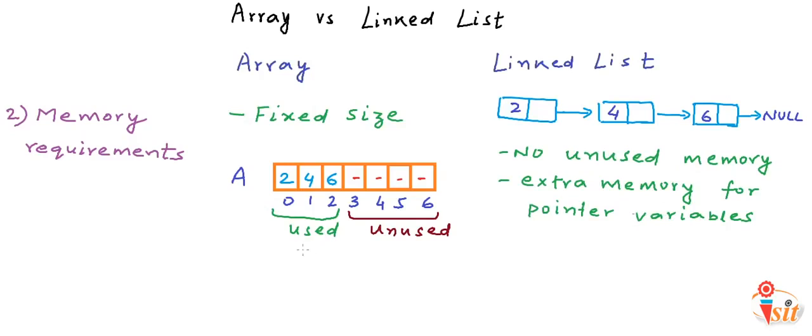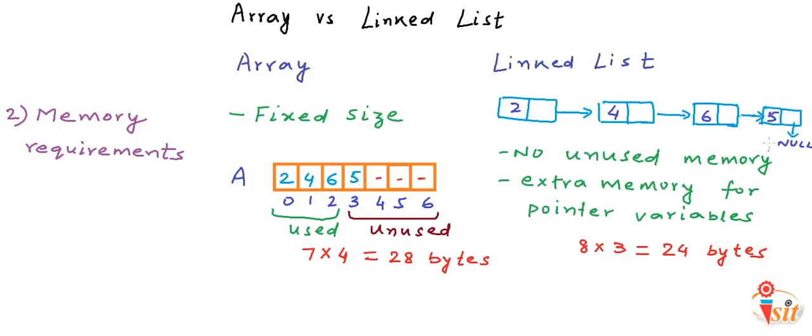So if you see, the memory requirement for this array of 7 integers is 28 bytes, and the memory requirement for this linked list would be 8 into 3, where 8 is the size of each node, 4 for integer and 4 bytes for the pointer variable. So this is 24 bytes. If we add one more element to the list in the array, we will just use one more position, while in linked list we will create one more node and will take another 8 bytes, so this will be 32 bytes. Linked list would fetch us a lot of advantage if the data part is large in size.